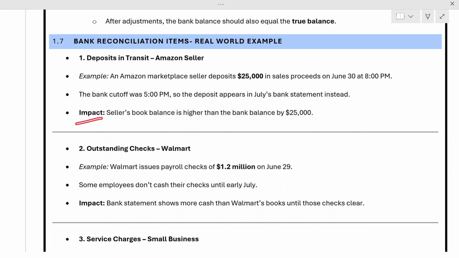So what will be the impact? The seller's book balance will be showing higher than the bank balance by 25,000, right? Because this seller has deposited $25,000 and his books will be showing a higher balance here. And on July 1st, this 25,000 will start to reflect. So these may be cases of deposit in transit.